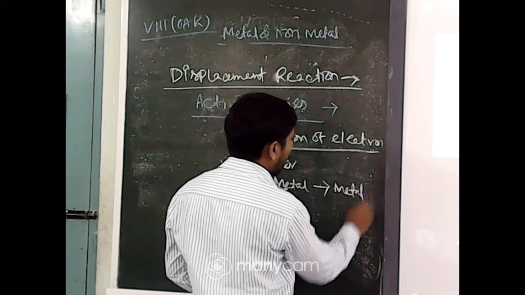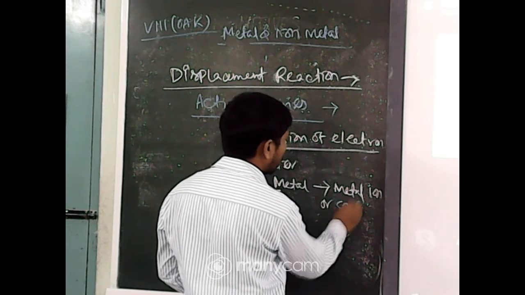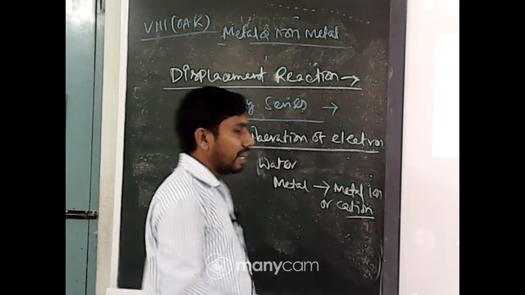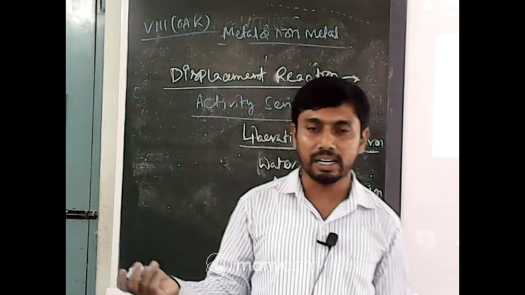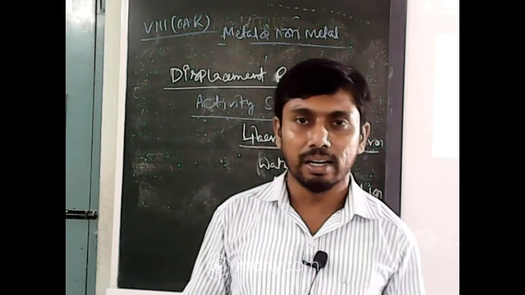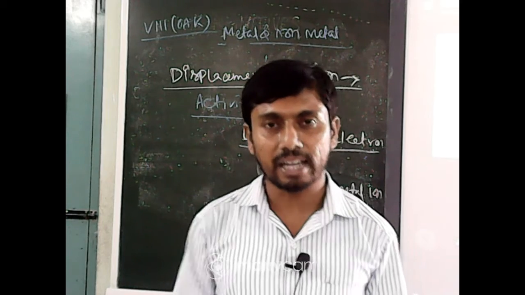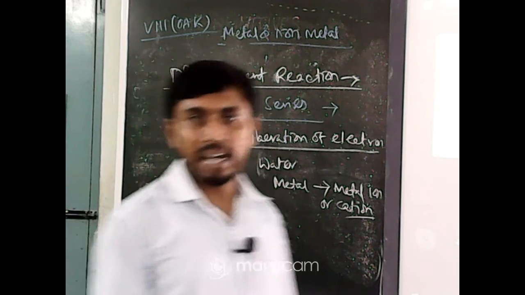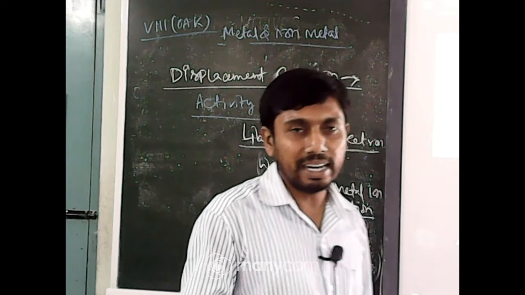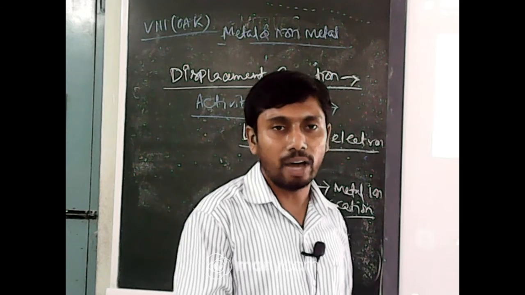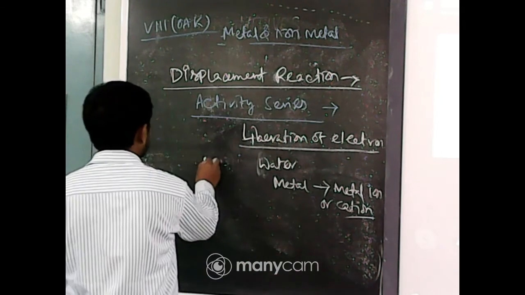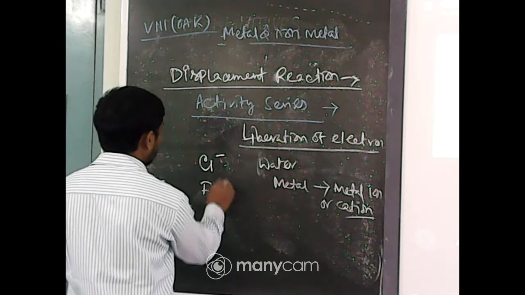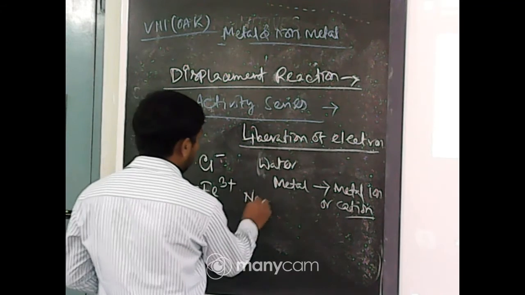metal ion or cation. When a species has a positive charge, that is when an electron is liberated from its ground state, it is called a cation. If an electron is absorbed by any element or non-metal, then it is called an anion. For example, chloride minus, and examples of cation are Fe3 plus, Na plus.